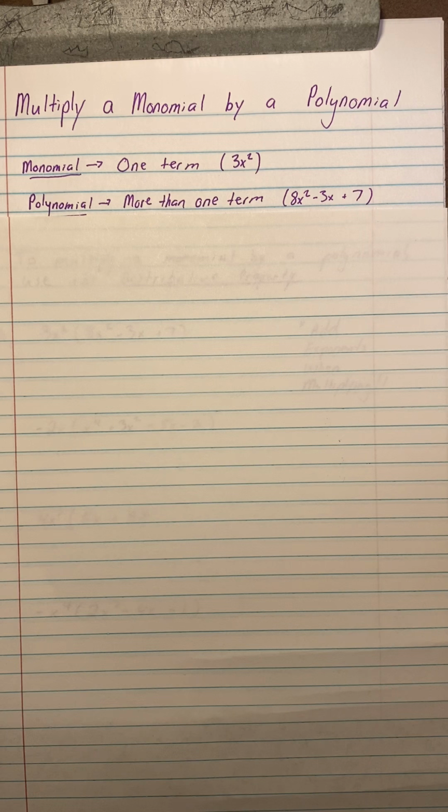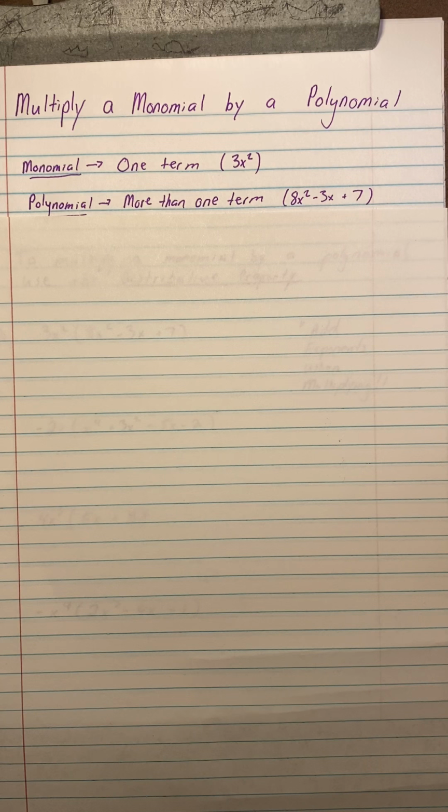A polynomial means something with more than one term. So that could be 2 terms, 3 terms, 8 terms, 100 terms, whatever. Those would all be polynomials. And you can tell the terms apart because they're separated by a plus or minus sign. So something like 8x squared minus 3x plus 7 is a polynomial. There are 3 terms there.